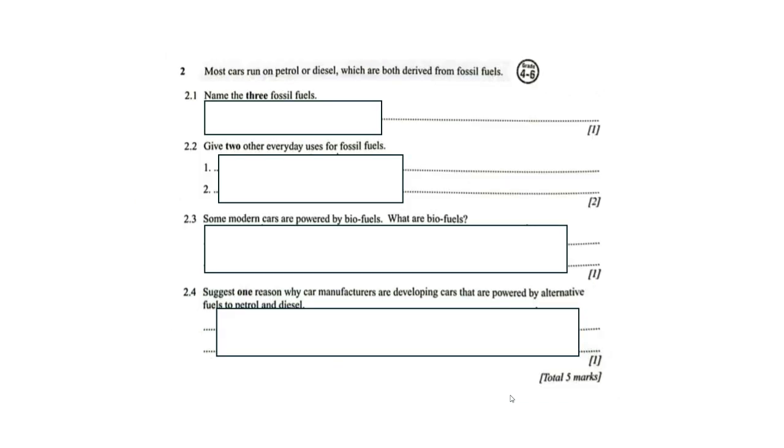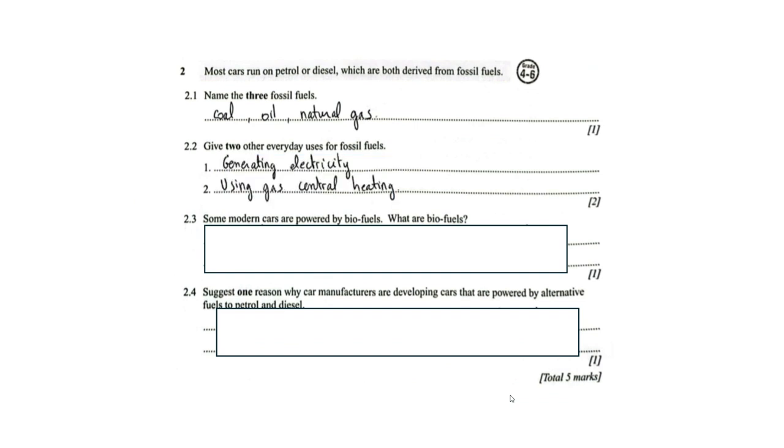Most cars run on petrol or diesel, which are both derived from fossil fuels. Name the three fossil fuels. We have coal, oil, and natural gas. Give two other everyday uses for fossil fuels: heating up houses or buildings, or generating electricity.